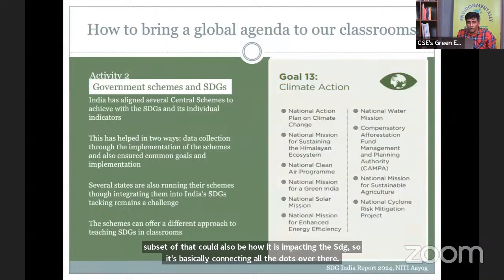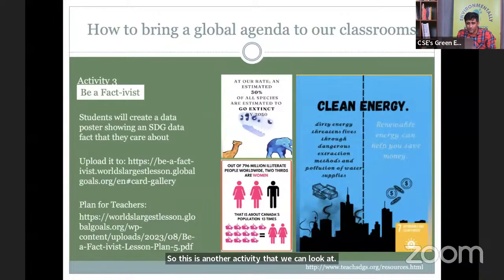Then we can move on to the third activity that I have looked at. And this is a very interesting activity. This is a global activity. The UN is running this, and it has been running it for the past few years. It's called Become a Factivist. They basically say that they use an SDG fact and create a data card around it. The three fact sheets or visualizations that you see on the right have been created by kids.